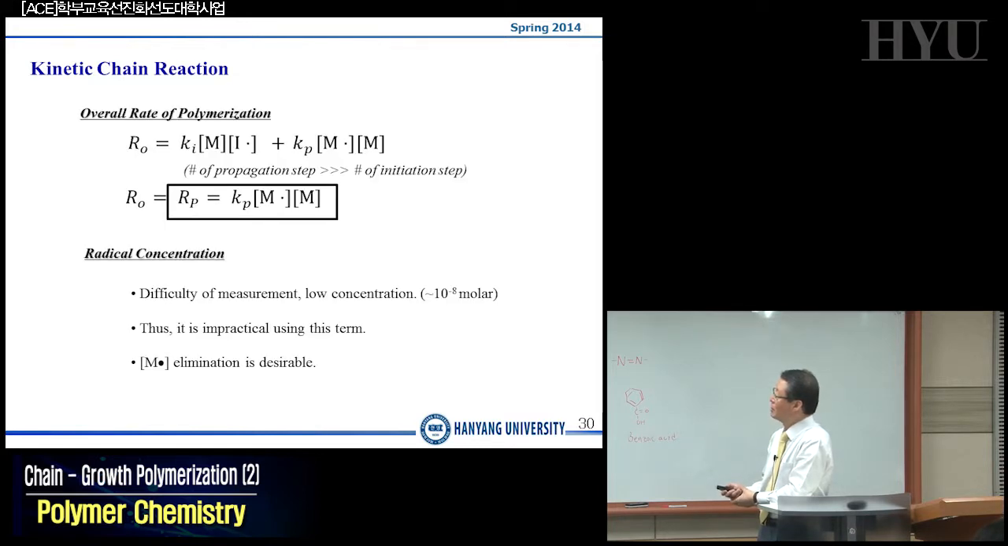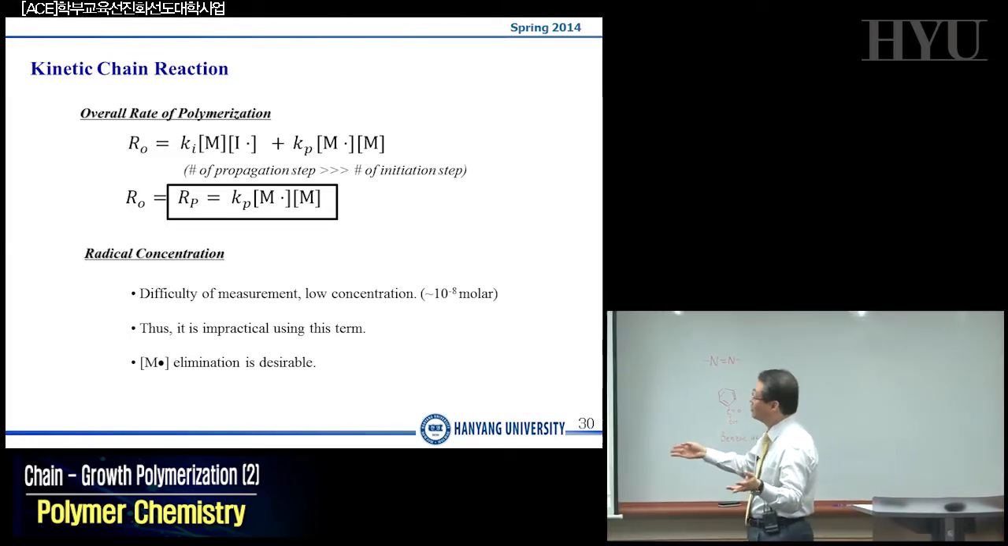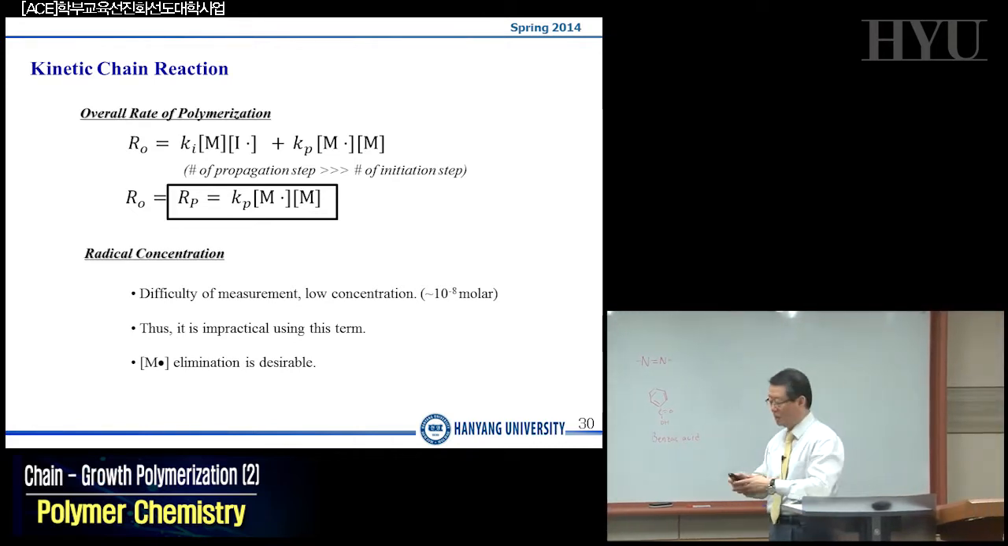What about the overall rate equation? The overall rate is Ri plus Rp and Rt, but Rt is very small compared with Kp, and also Ki is very small. So the overall reaction rate is governed by the rate of propagation reactions, Rp. So we can rewrite the overall reaction rate as Kp times M dot and M. It's very simple. Kp times M dot and M.